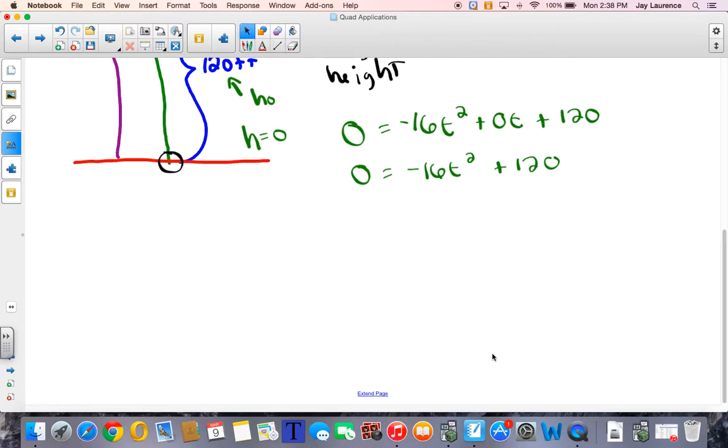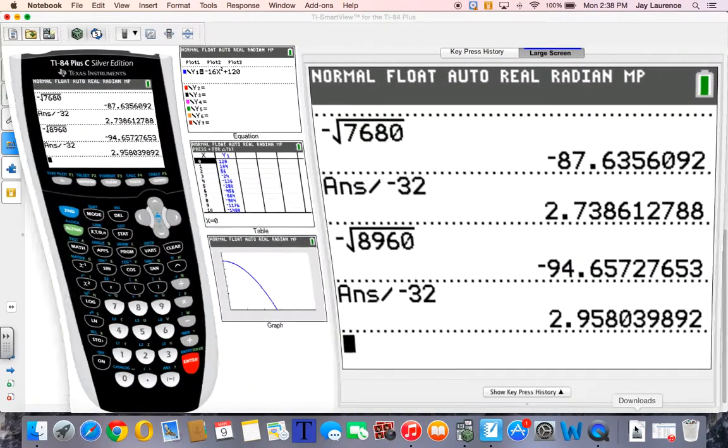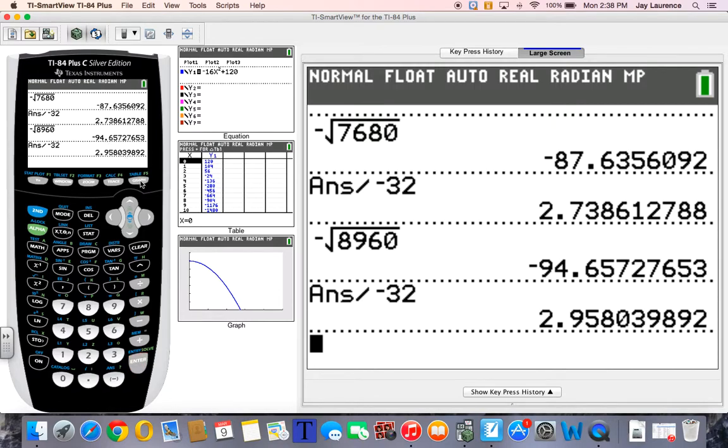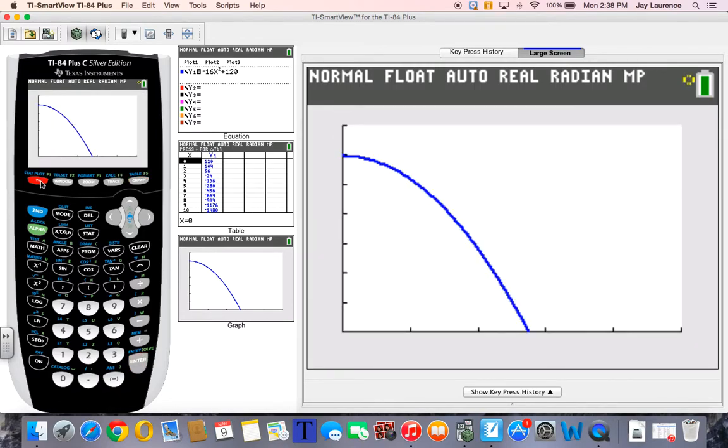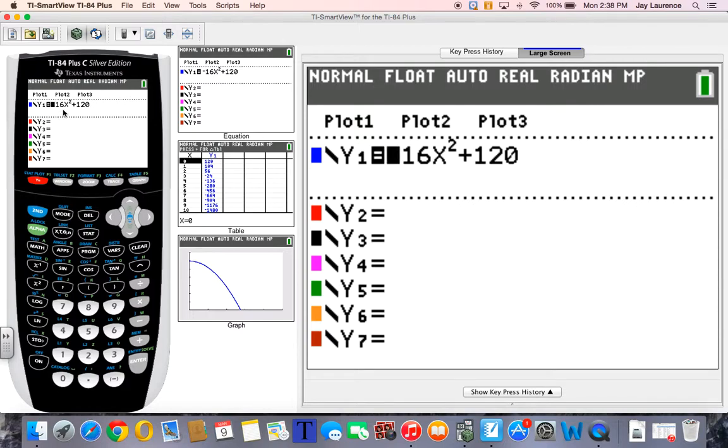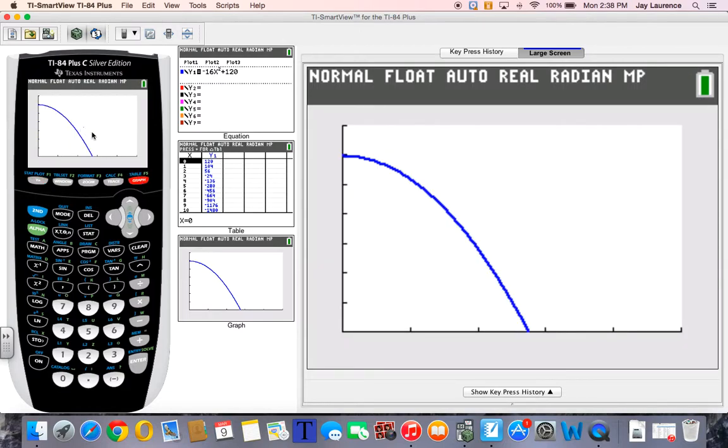Now, just to get a picture and see what this looks like, I'm going to go to my graphing calculator. I'm not going to do it on the graphing calculator, but I'm just going to get a picture. Yeah, negative 16x squared plus 120. And so there's the parabolic path that the ball will follow. Notice as the time increases, the vertical distance gets larger. Did you catch that?